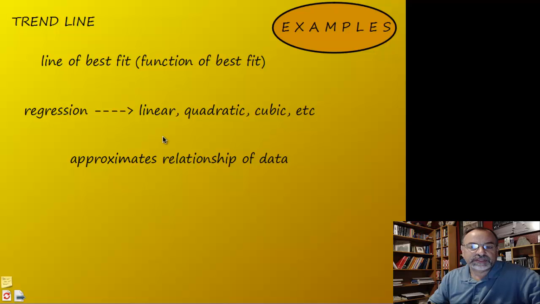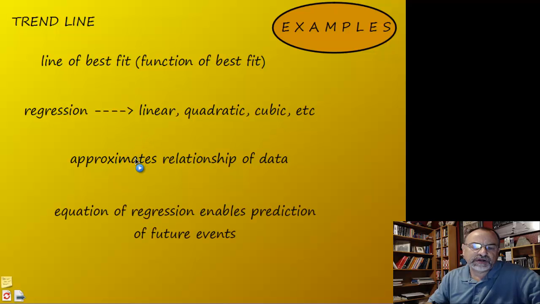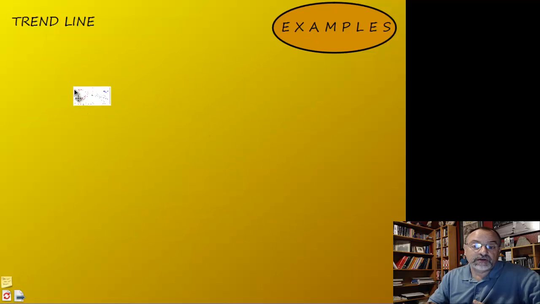All of the points on the scatter plot are not going to be on that line, but that line gets close to most of the data, so it gives us an approximation of the data and the relationship. The equation of the regression then, once we determine that, enables us to predict what might happen in the future based upon the scatter plot that we have. And this is how we analyze a lot of problems.